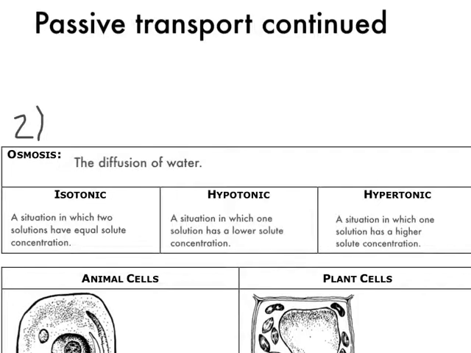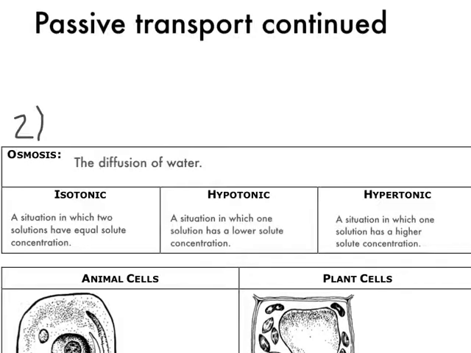Now, when discussing osmosis, there are three different situations we tend to use as a comparison. And remember that when you're referring to these terms, isotonic, hypotonic, and hypertonic, you actually have to be comparing two concentrations to be able to use these words. So, isotonic is a situation in which two solutions have equal solute concentration. Hypotonic is a situation in which one solution has a lower solute concentration, and hypertonic is a situation where one solution has a higher solute concentration.